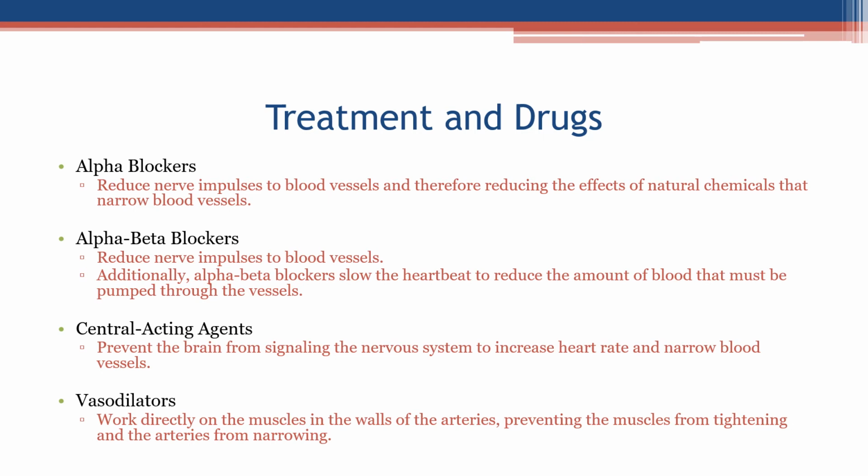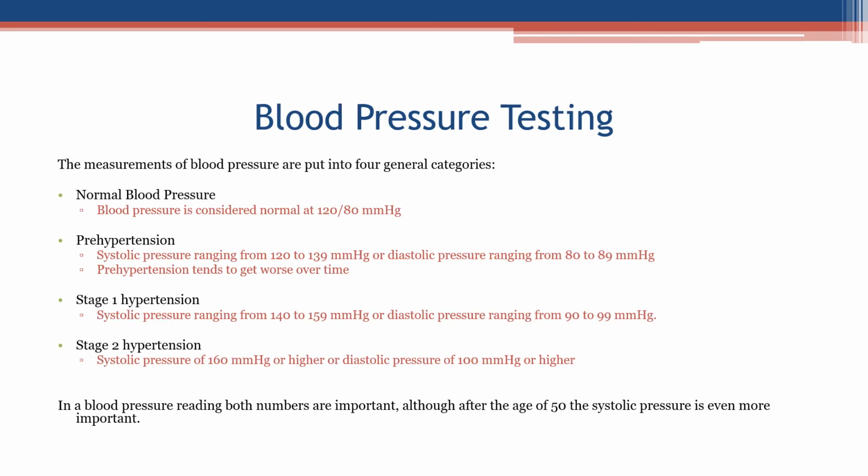Central acting agents prevent the brain from signaling the nervous system to increase heart rate and narrow blood vessels. Vasodilators work directly on the muscles in the walls of the arteries, preventing the muscles from tightening and the arteries from narrowing. Blood pressure testing. The measurements of blood pressure are put into 4 general categories. Normal blood pressure. Blood pressure is considered normal at 120/80 millimeters of mercury.